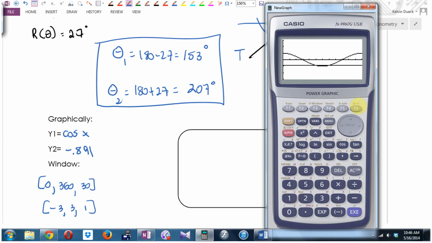Graph, oh, crosses right there, barely, and right there, barely. G solve intersection, and I get 152.999. I think that's 153. And I get 207.00008. Okay, that's 207 degrees. By the way, I made these work out nicely, evenly. Not all of them will. Sometimes they will just be decimals. Tough to make these work out evenly.